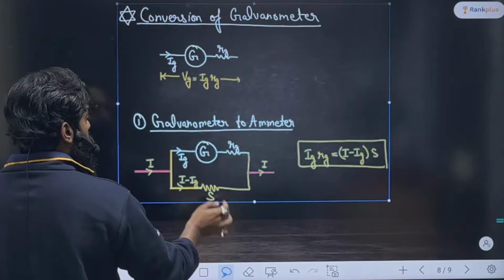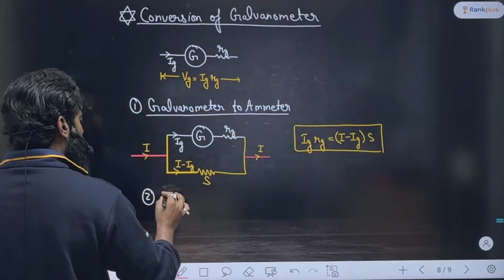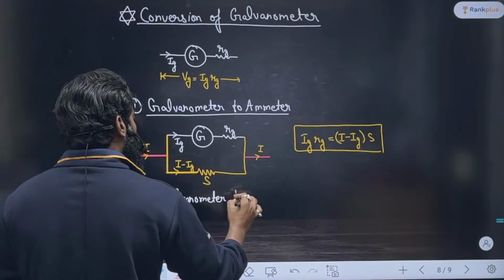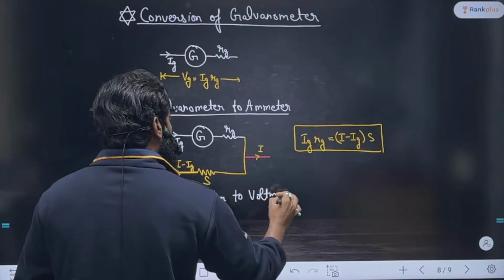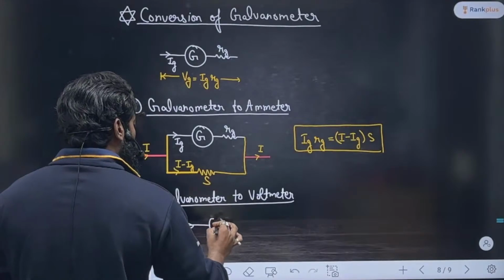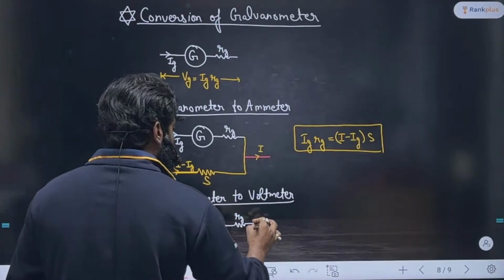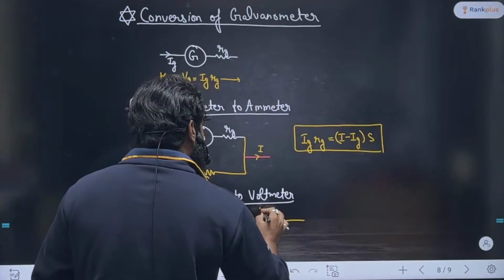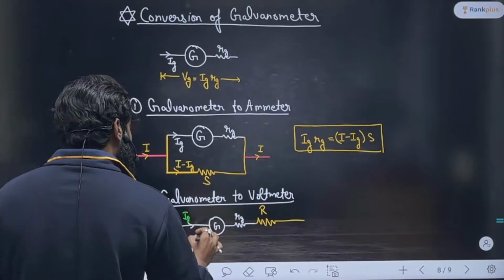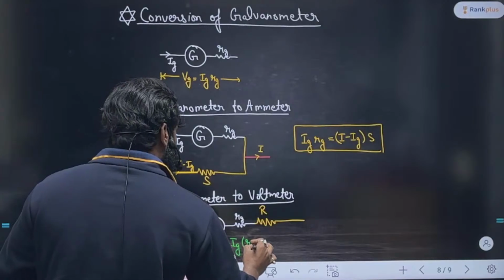Other than that, you must know how we are going to convert the galvanometer to a voltmeter. To convert the galvanometer into a voltmeter, we have to connect a very high resistance in series. If I connect a very high resistance in series, the voltage across it will get increased, because the voltage here will now be Ig(Rg plus R).